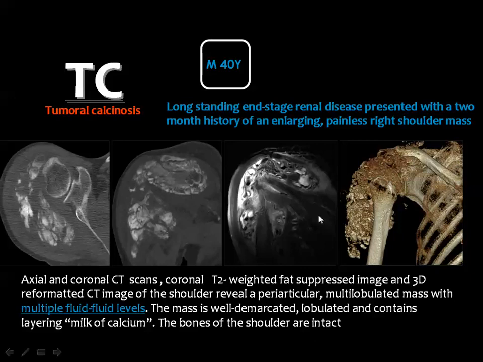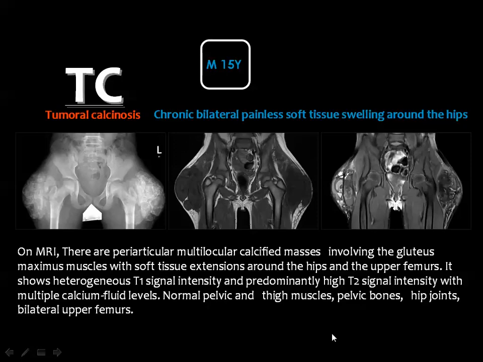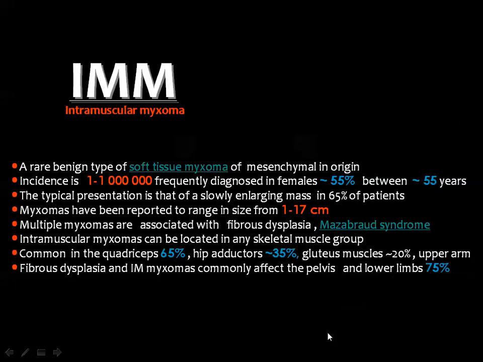And this is by CT and MRI: CT axial and coronal, MRI T2 weighted image, and CT 3D reconstructed image of tumoral calcinosis, and you can see what is known as multiple fluid levels within the lesion in the T2 weighted image. Another example of bilateral tumoral calcinosis affecting a common location of this lesion, and also you may see on the T2 weighted image the fluid levels.